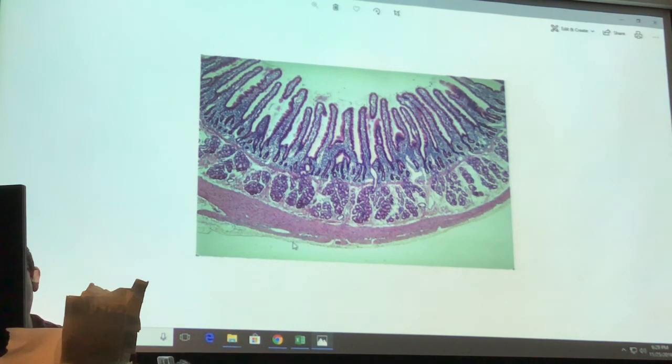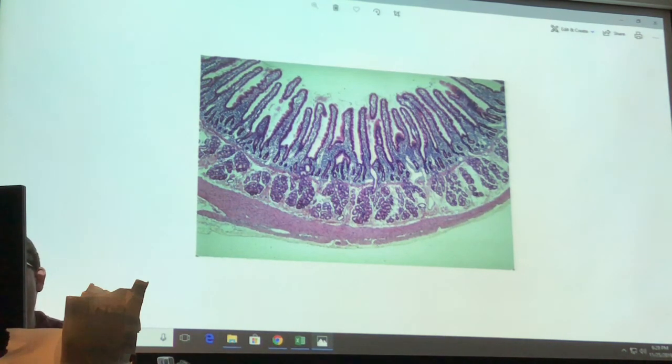Note the serosa here. Really good look at the serosa. Here is the muscularis externa. You can kind of see the two layers here. This is the submucosa. You see all those Brunner's glands. Here's the muscularis mucosa. And then this is the mucosa here. Note then that here are the villi.